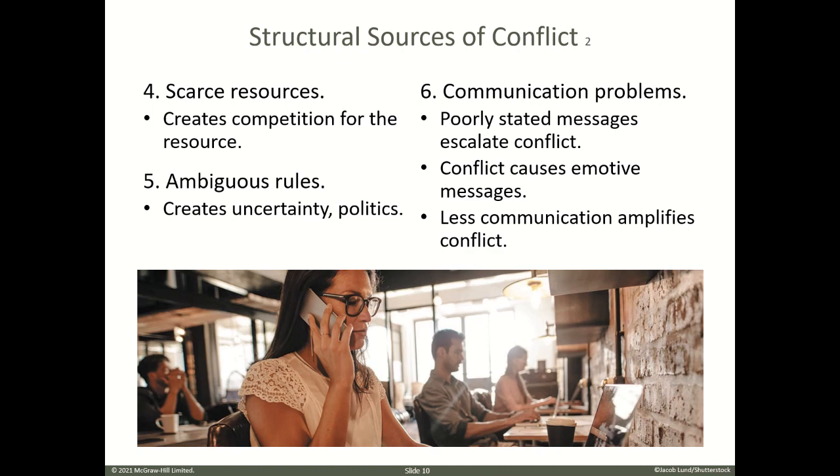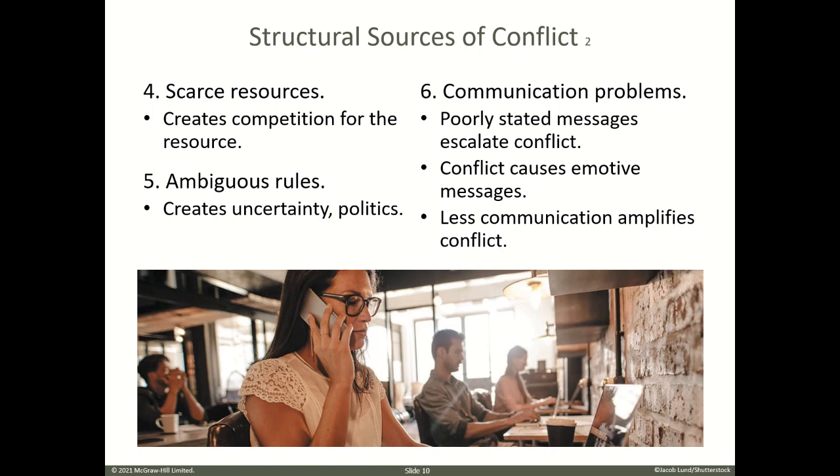The next kind of structural source of conflict is communication problems. Poorly stated messages escalate conflict, and conflict causes emotive messages, and less communication amplifies conflict. So conflict is generated and amplified by the lack of skills and lack of motivation to communicate. Some people don't want to communicate, and that can be a problem. Some people are just diplomatic, or diplomatically handle the situation, and are non-confrontational, right?